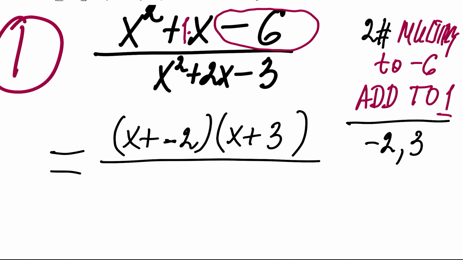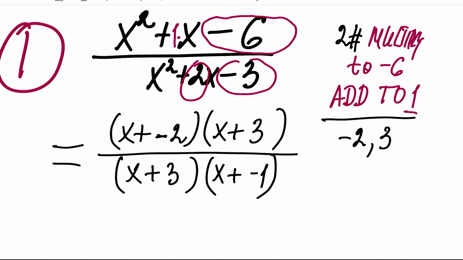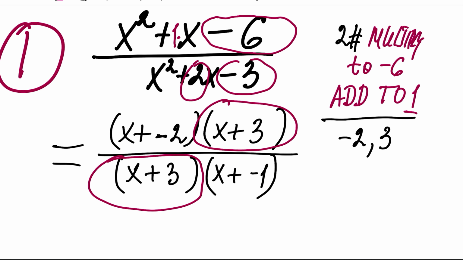The same goes for the denominator, for the bottom. So again, we are looking for two numbers that multiply to the last coefficient, which is negative 3 in this case, and add up so the sum gets to positive 2. So it's going to be positive 3 and negative 1. Let's check. 3 times negative 1 gives you negative 3, and 3 plus negative 1 gives you positive 2. Now, if you notice, we will have two same factors, two same expressions.